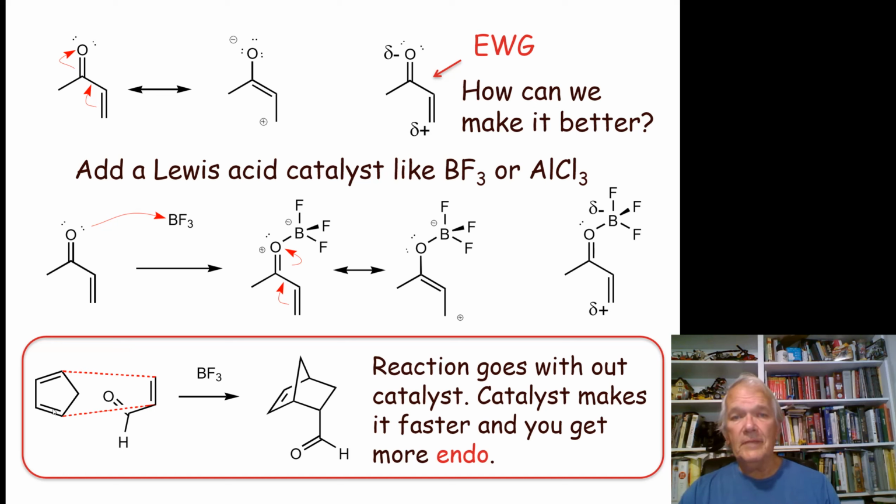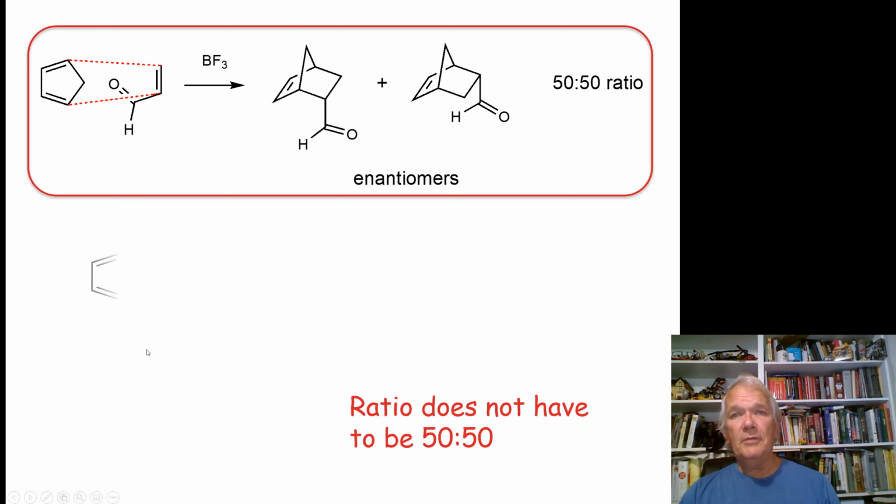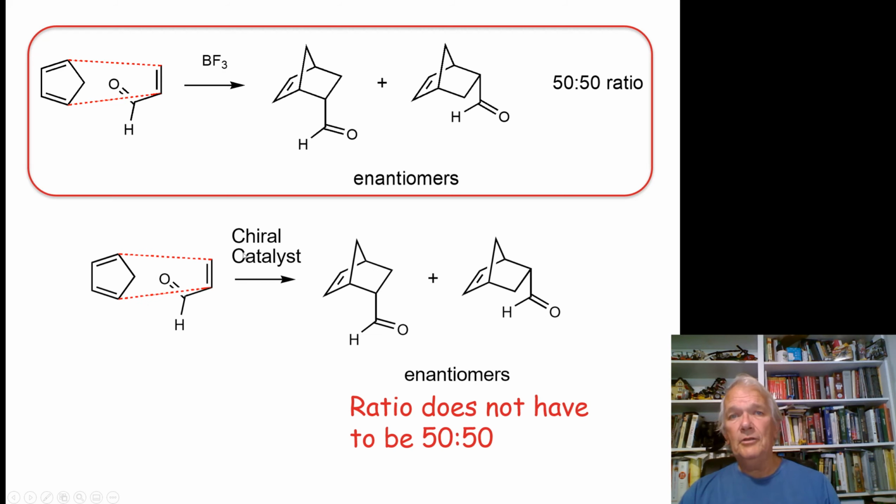So that's pretty good. Now, if you do this with BF3, you get a 50-50 ratio. But here's the trick. Use a chiral catalyst. Use a chiral Lewis acid. And if you use a chiral Lewis acid, then the ratio doesn't have to be 50-50, because the chiral catalyst can promote one orientation better than the other.